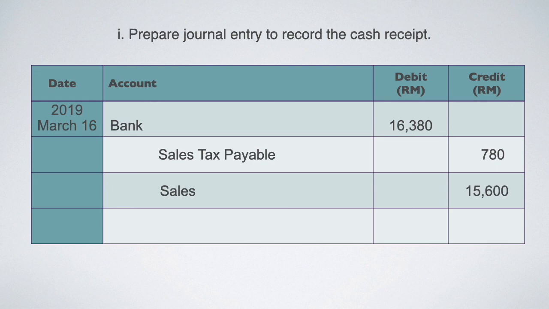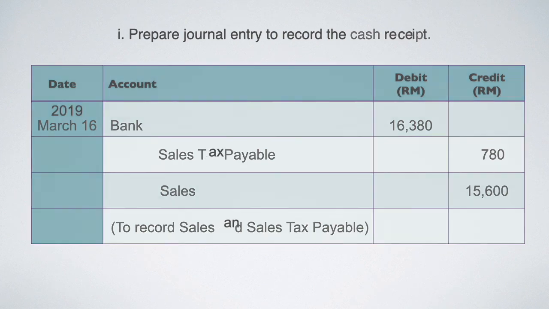But that money is because of sales 15,600 and sales tax payable. So the 780 is actually not the business's money. Okay, this will be payable to the government. Okay, so this is how you record the sales tax payable.